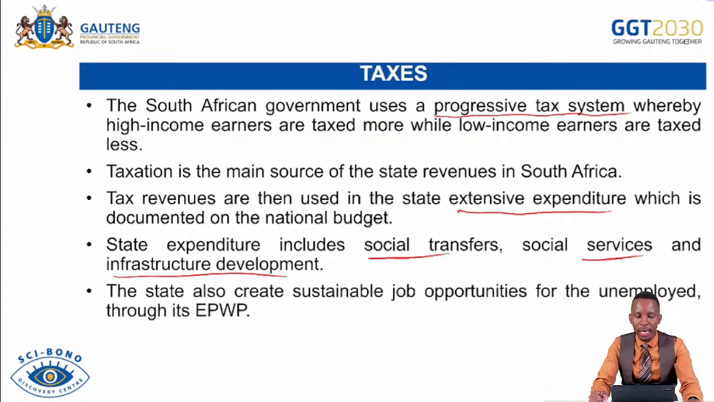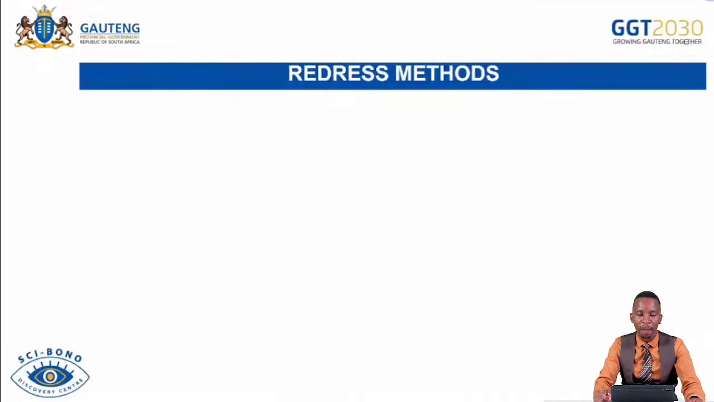The state also creates sustainable jobs and opportunities for the unemployed through the EPWP, which is the Expanded Public Works Program. Remember, if people are given EPWP, they will attain some skills. As they get those skills, they will be involved in those short-term projects, and then after that, they will remain with those skills that can be used even in future to earn employment for themselves.